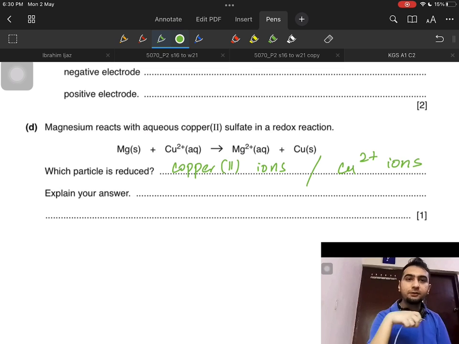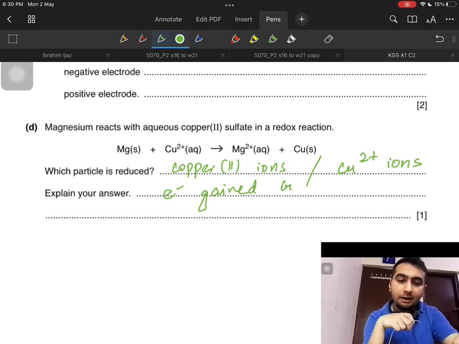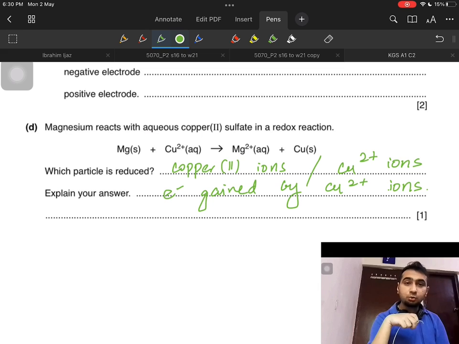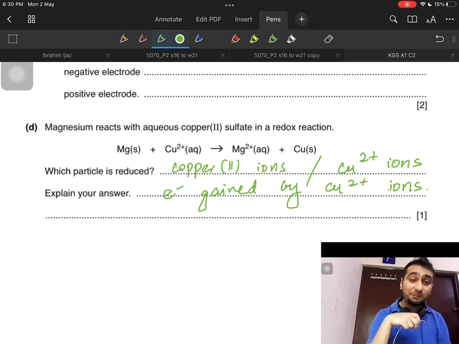People write copper is reduced and they feel happy about it. The particles which are reduced or oxidized are always on the left side. So you need to say copper ions are reduced. Copper can't be reduced. It's already in a zero neutral state. It can't be reduced any further. And in the explanation, you need to talk about electrons gained by copper 2 plus ions. People write, electrons are gained by copper. Copper is not gaining electrons. Copper ions are gaining electrons. So please be aware of that.